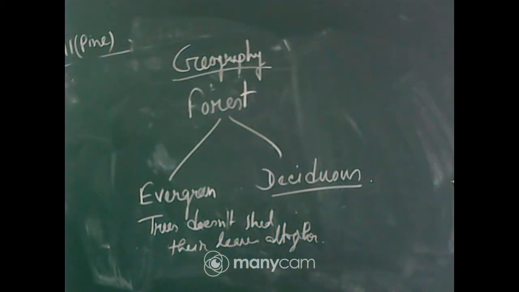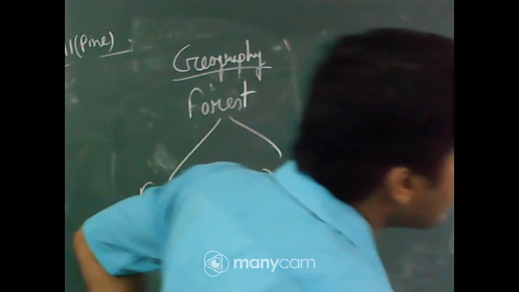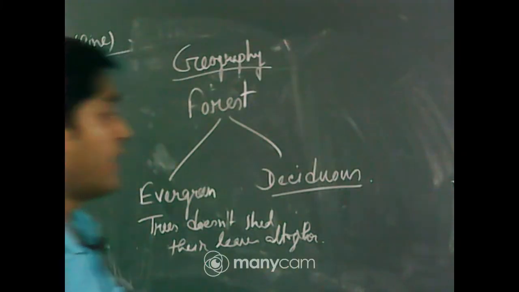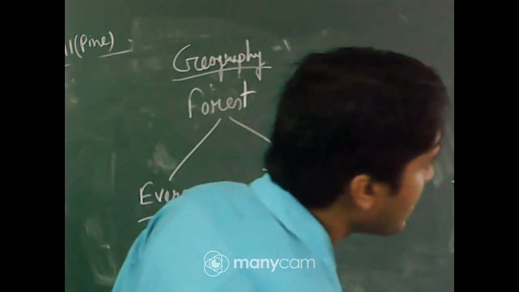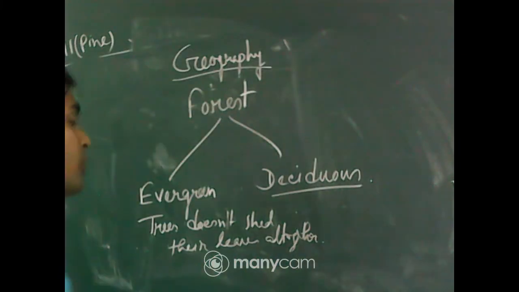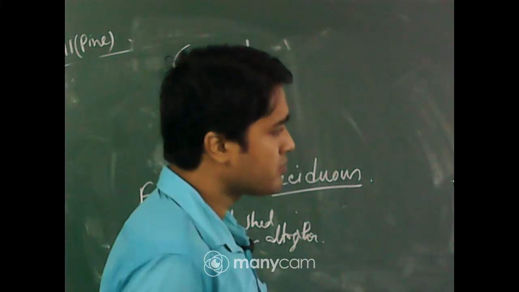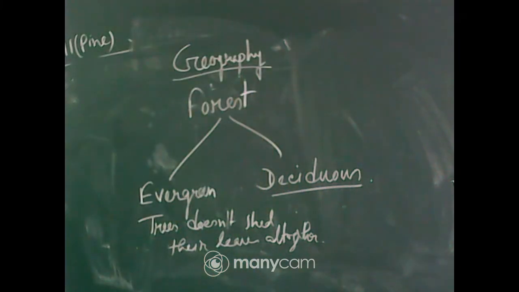Please repeat once. I have told the deciduous forest trees shed their leaves all together. Why? What is the reason? As there is a less amount of rainfall. Less amount of rainfall, it is correct but not a proper answer, because obviously with less amount of rainfall, that's why deciduous trees grow. But what is the reason the trees shed their leaves? What is the reason?